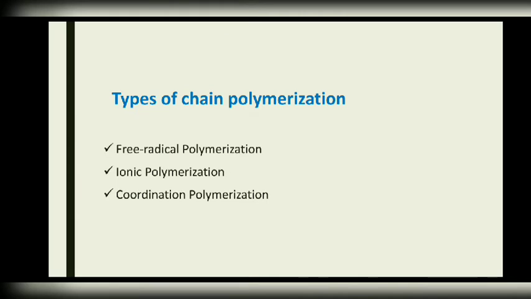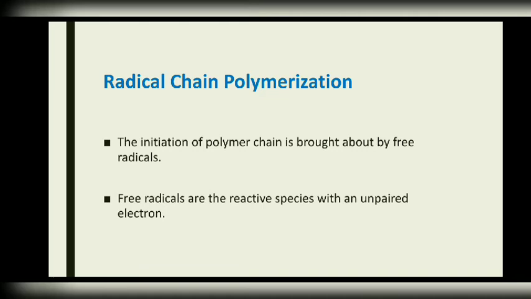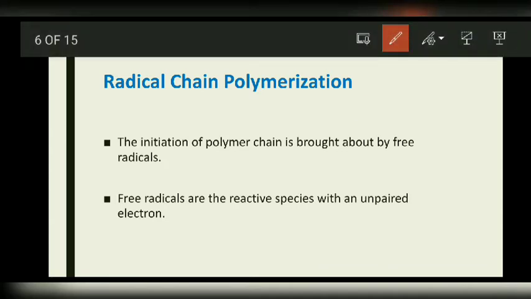This process of chain polymerization can be brought about by different mechanisms. Depending on that, we have three types. One is free radical polymerization, the second one is ionic polymerization, and the third one is coordination polymerization. Now, let us concentrate on free radical chain polymerization. This is also known as radical chain polymerization. Here, the initiation of polymer chain growth is brought about by free radicals.